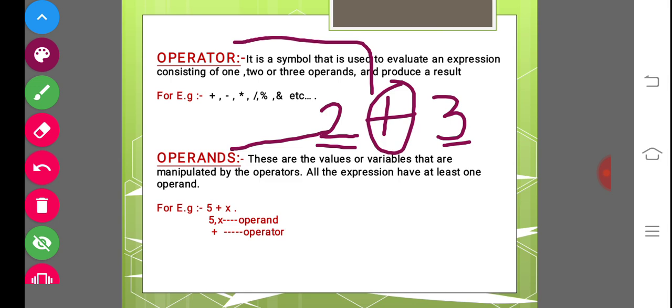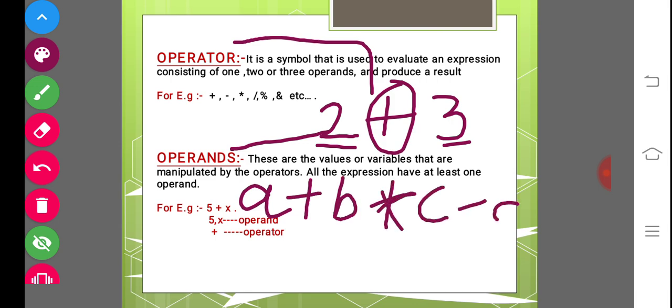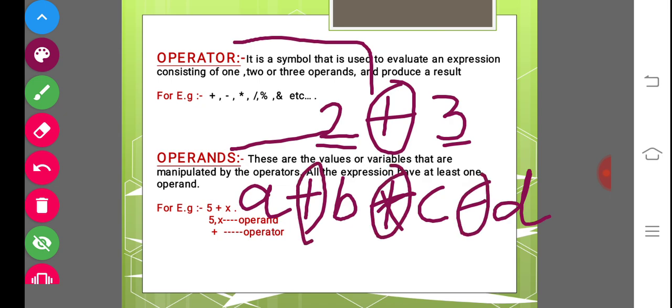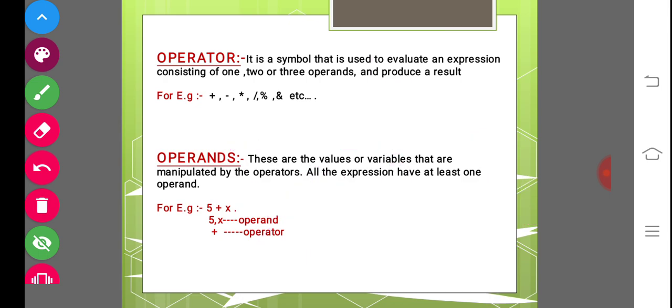For example, I am writing A plus B multiply by C minus D. What is this plus, multiply, minus? These are all operators. And A, B, C, D, what are these? These are operands. So, operands are those values which are involved in an expression to produce a result, and these values are manipulated by the operators. For example, 5 plus x. So this 5 and x are operands and plus is the operator.